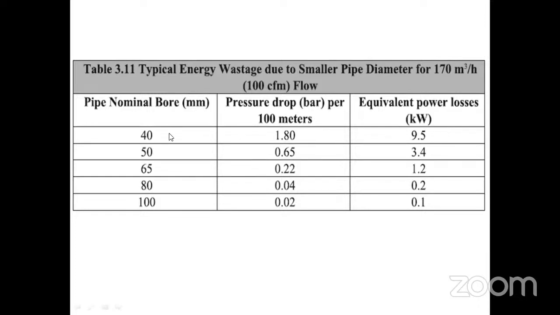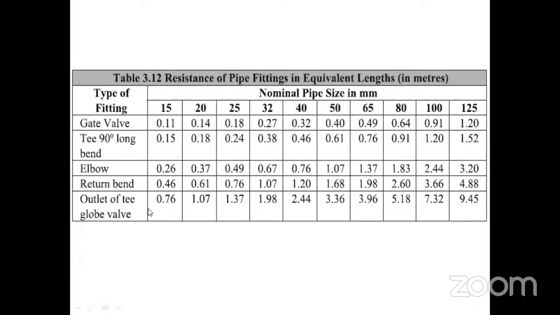See, for 40 mm bore, the pressure drop for 100 meters is 1.8 bar. For 100 mm bore, the drop is only 0.02. So if the diameter increases, the drop drastically reduces. Equivalent power loss, you can see for the first case it is 9.5, for the last case it is 0.118. So we need to use higher diameter pipelines wherever possible.